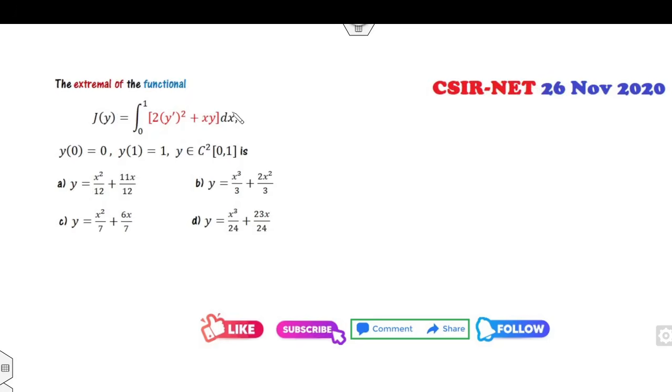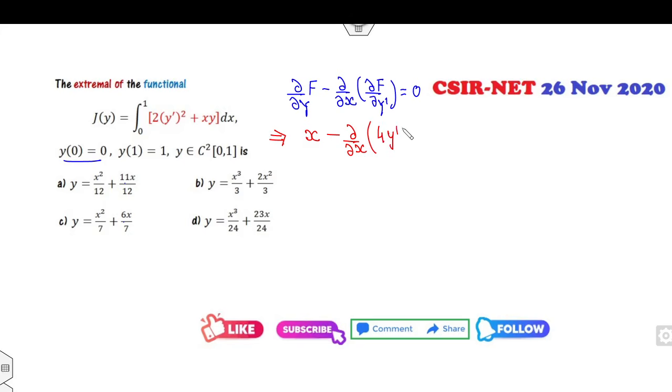Look at this another one. Again this is my f. Firstly you can check about y of 0 satisfied. Yes, this is satisfied. y of 1 is satisfied. 11 plus 1 is 12, 6 plus 1 is 7, 2 plus 1 is 3. All are satisfied. Then I can start with this condition. Partial derivative of f with respect to y is equal to 0. As I told you, in your examination there is no need to write this. You can write this equation in your mind. Del f upon del y minus the derivative with respect to x of del f upon del y dash is equal to 0.